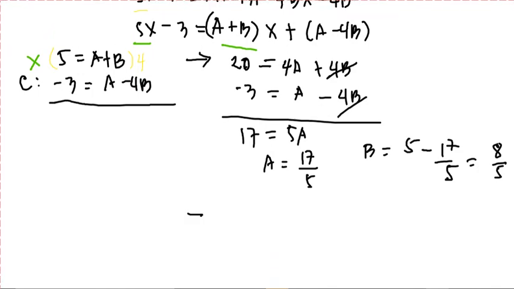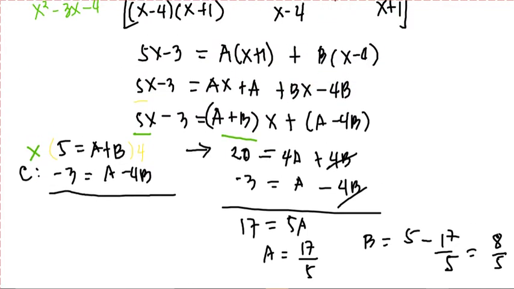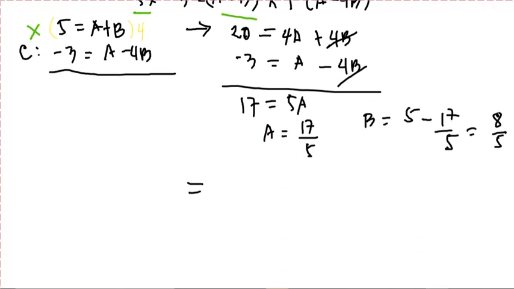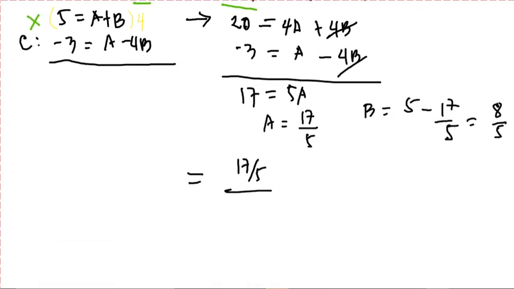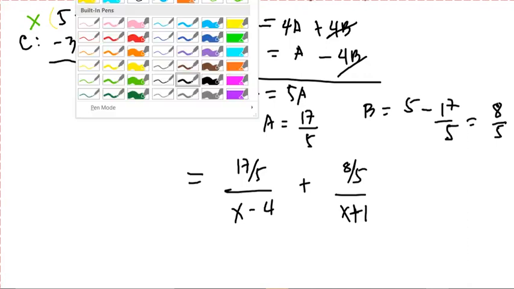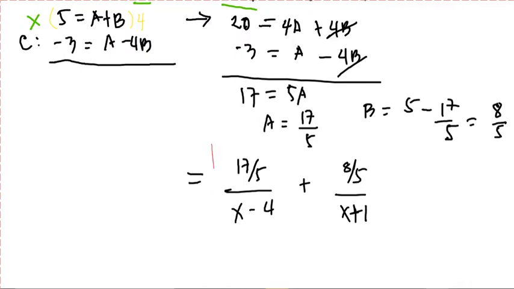So aton nga partial fraction will be, we have a, which is 17 all over 5, all over x minus 4, plus 8 all over 5 all over x plus 1. So amo na niya ang aton nga partial fraction. This now will be your partial fraction.